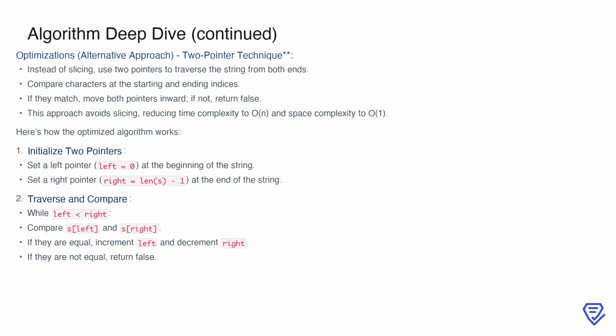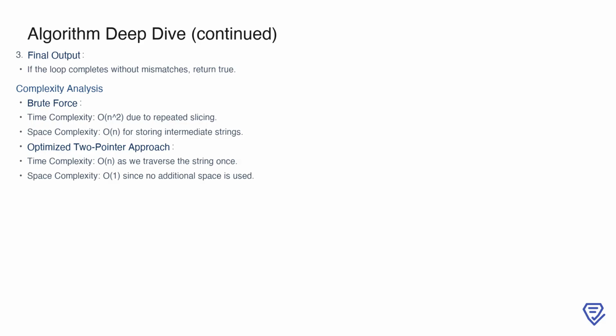This method is both time-efficient and space-efficient, as it eliminates the need for repeated string slicing and does not allocate extra memory. In the two-pointer approach, if the loop completes without finding mismatched characters, we return true, confirming that the string is a palindrome. This method has a linear time complexity of O(n), as we traverse the string only once. The space complexity is O(1), as no additional memory is required beyond the two pointers.